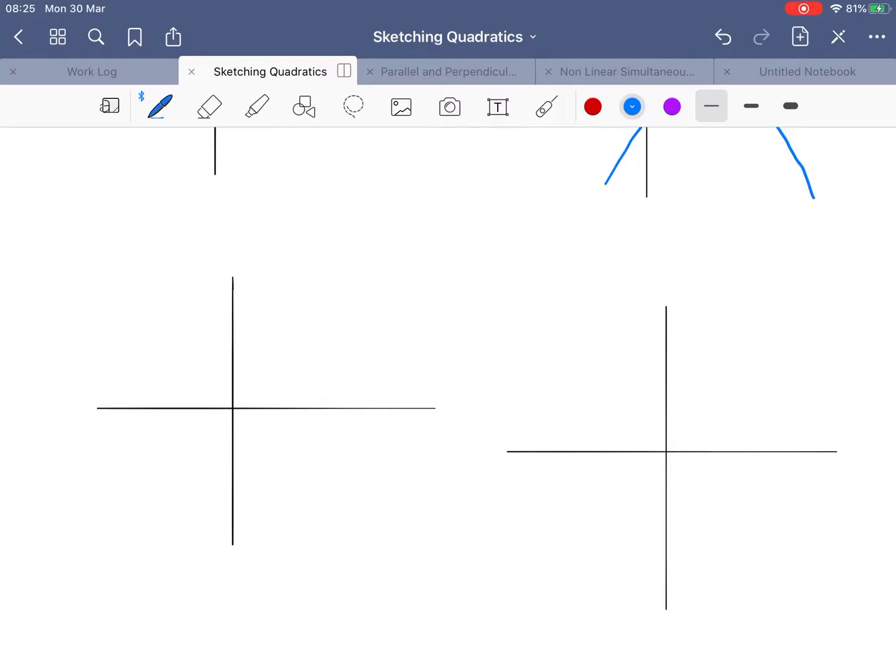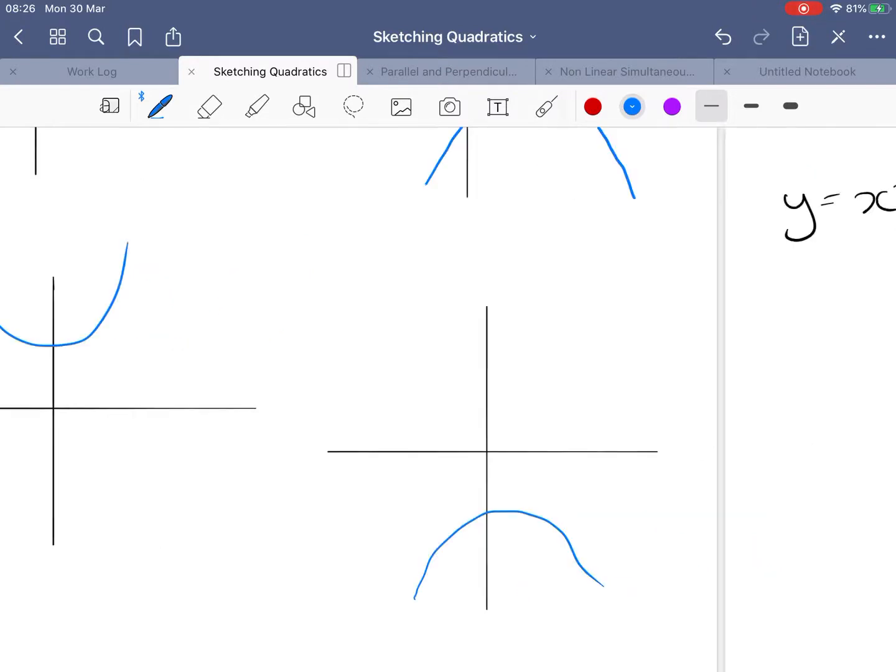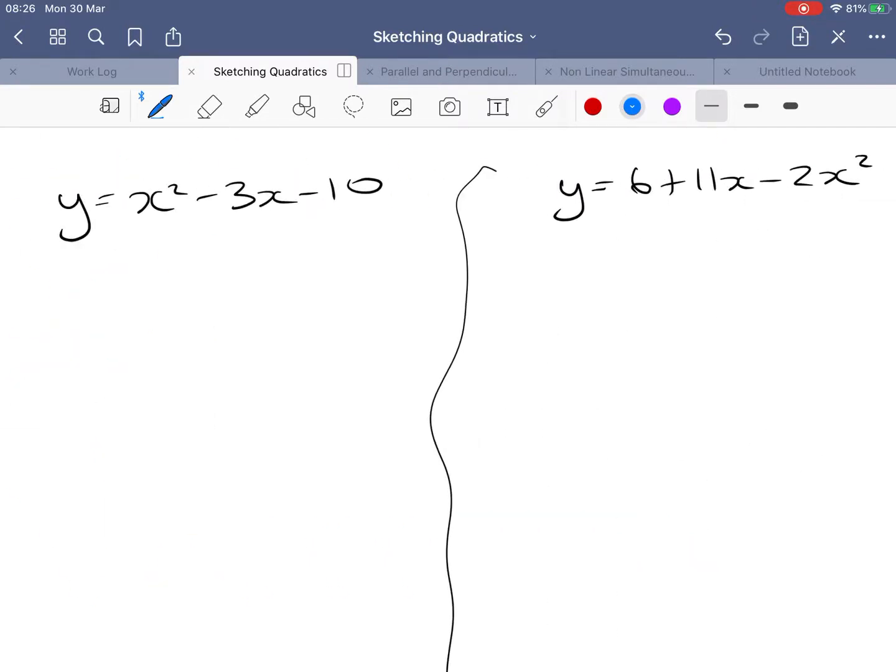And then the last type is we can have quadratics that actually never cross the x-axis at all. And we'll learn next lesson how to sketch these a little bit better. But how am I going to sketch a quadratic? I'm given a quadratic like this, y equals x squared minus 3x minus 10. Well, can we remember what we did when we had straight lines?